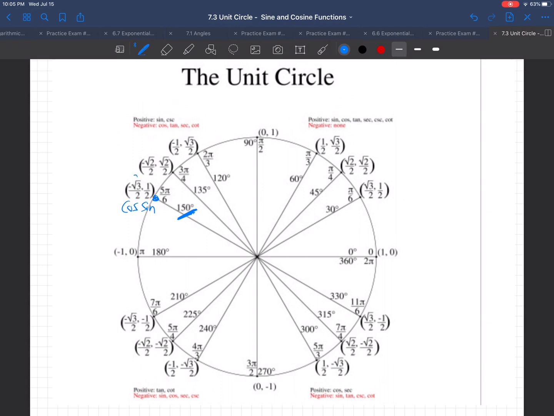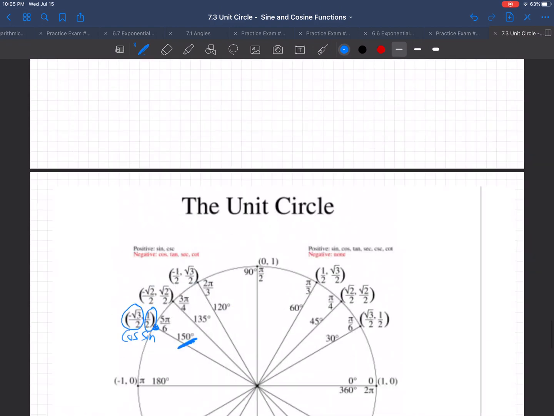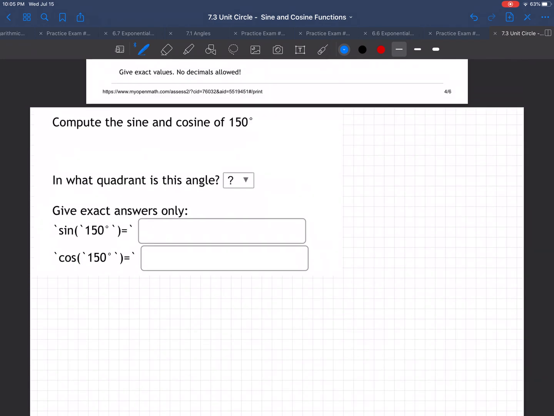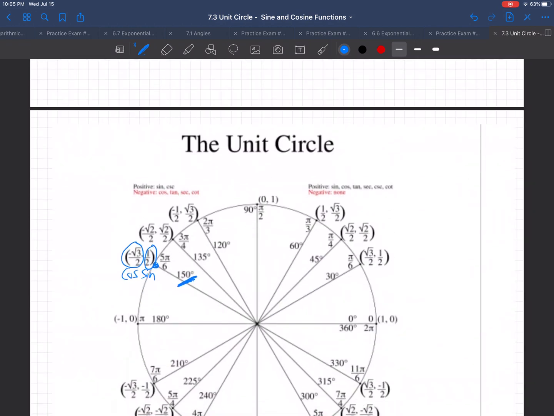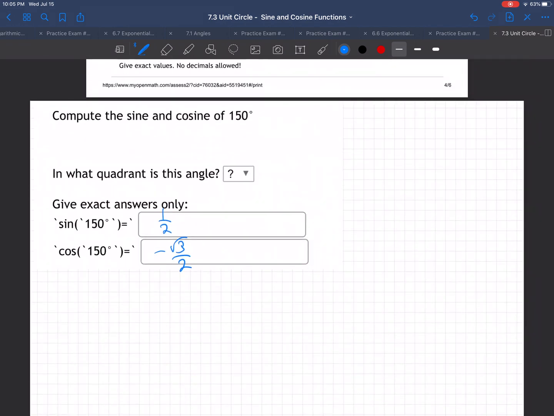So the cosine of 150 degrees is negative root 3 over 2, and the sine of 150 degrees is a half. So we come up here and we say sine of 150 degrees, a half, cosine negative root 3 over 2. I think I got that right. Yep. So there we go. That simply answers the question.